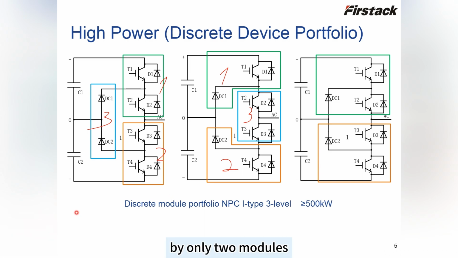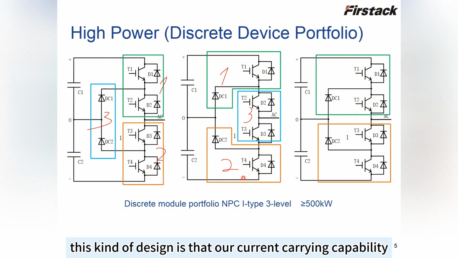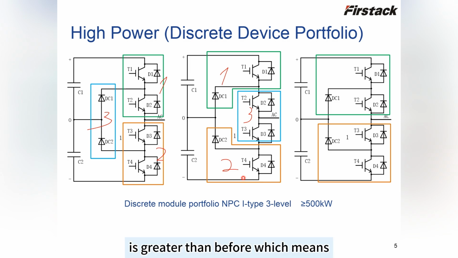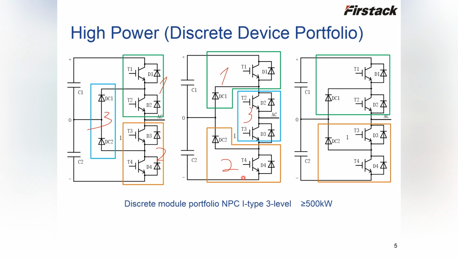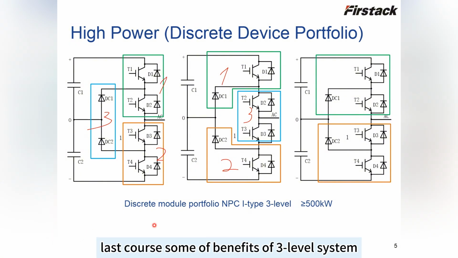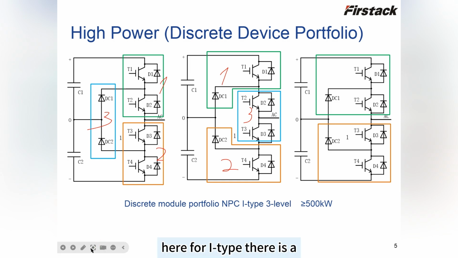with only 2 modules. The benefit of this kind of design is that our current carrying capability is greater than before, which means we can create a higher power output, above 500 kilowatt. And also, I have already mentioned in the last course some of the benefits of the three-level system. Here for I-type, there is a very special benefit.